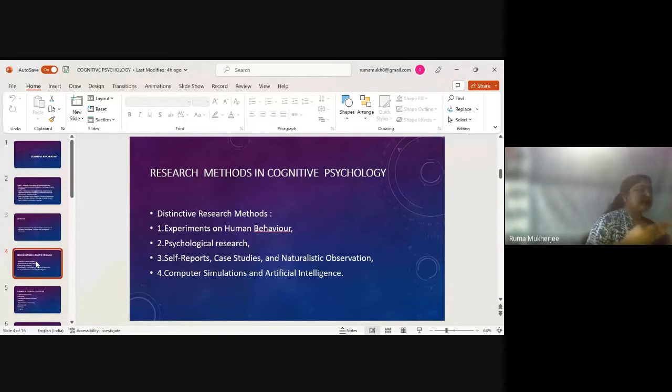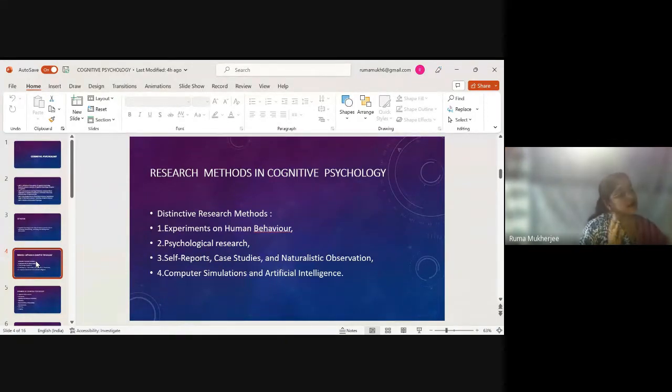And it also includes naturalistic observation. That means detailed studies of what that person is observing or going through in that particular situation. Number four is computer simulations and artificial intelligence. Now, we all know what artificial intelligence is. Artificial intelligence is the study of the way the computer can copy the way the human thinks.